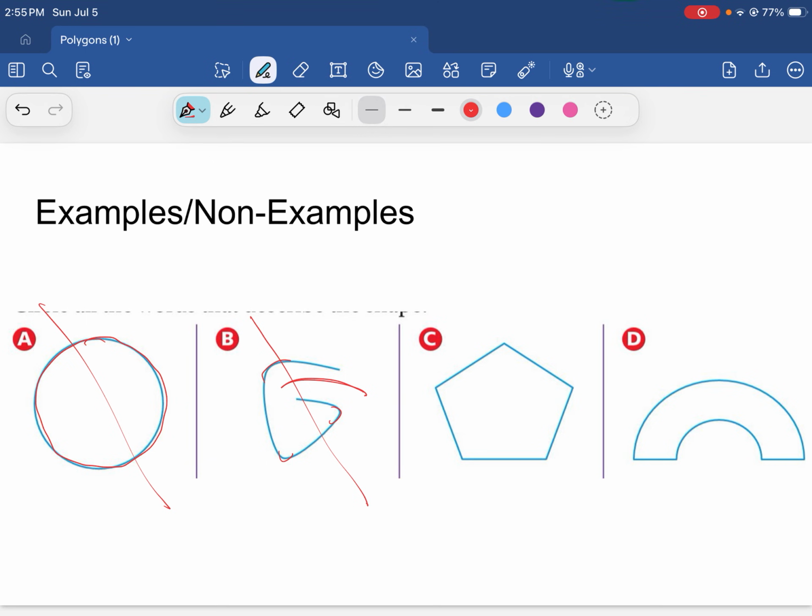If you look at example C, you can see that it has line segments. It is a closed shape because it starts and stops at the same point, and it is also 2D, so it has all three characteristics of a polygon. So this would be a polygon. Example D, it's a closed shape. It also is a plane shape, and it has two line segments, but it also includes two curved edges. Because there are curved edges, it is not a polygon.